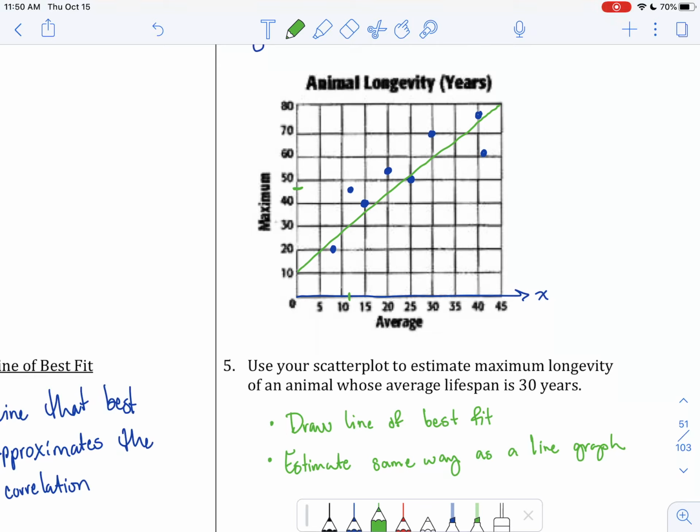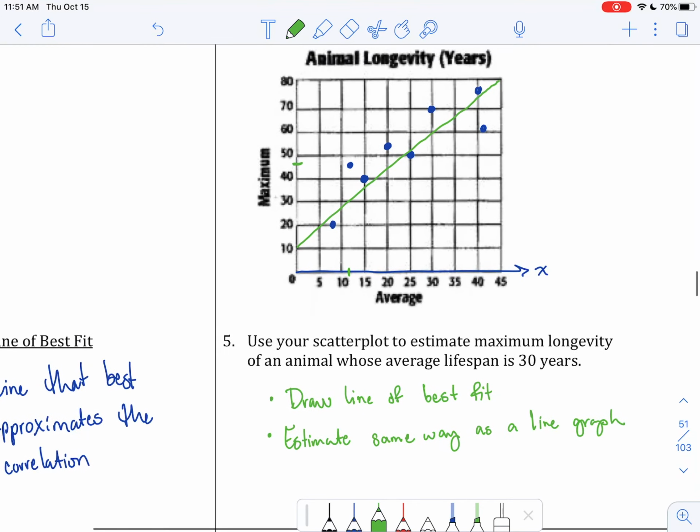Of course, everyone's going to look different, but what you want to make sure that you're doing is that you have some points above the line, some points below the line, and that it's looking like it's following the trajectory pretty closely. Now, once you've drawn in your line to the best of your ability, you're going to use it just like we did for the line graph in our last lesson.